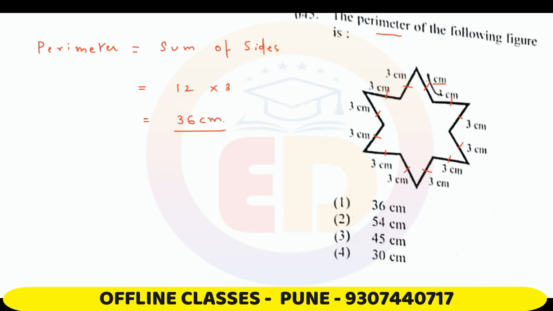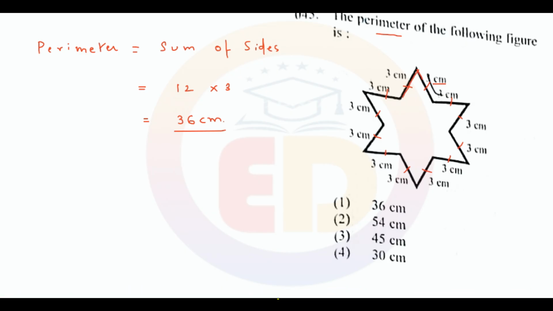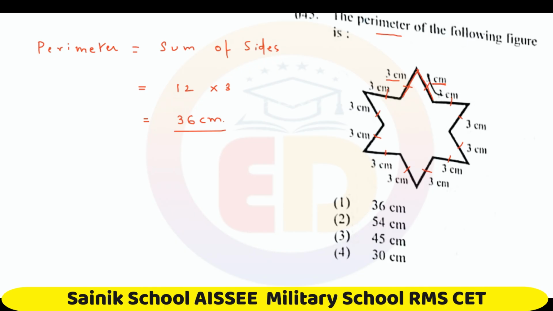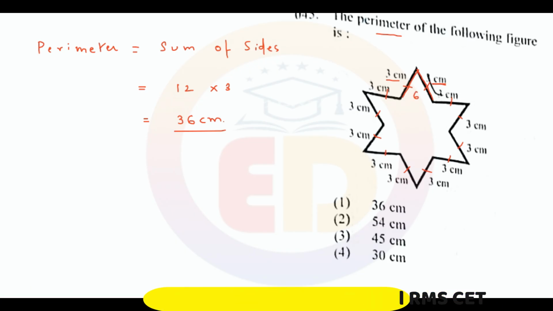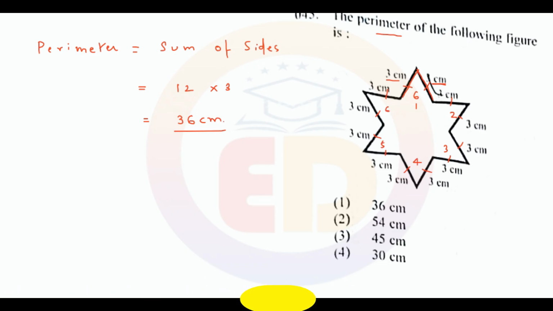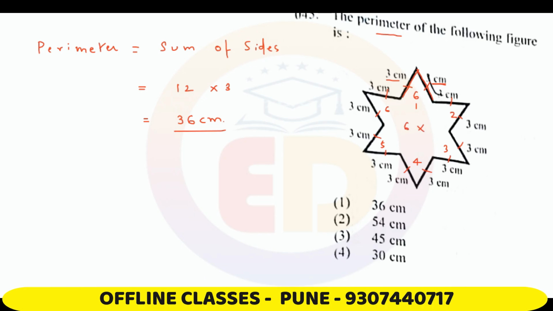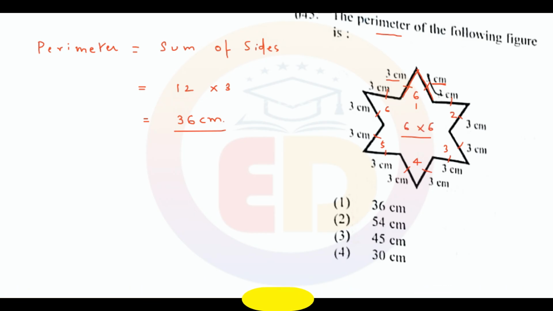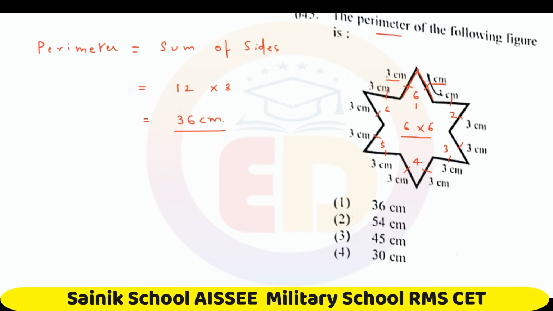Another way of doing this is, you can take one of the edges, which will be 3 plus 3, 6, and like this they have 6 edges: 1, 2, 3, 4, 5 and 6. You can multiply 6 by 6 and get the answer as 36 also. Simple question. Most of you must have got it correct.